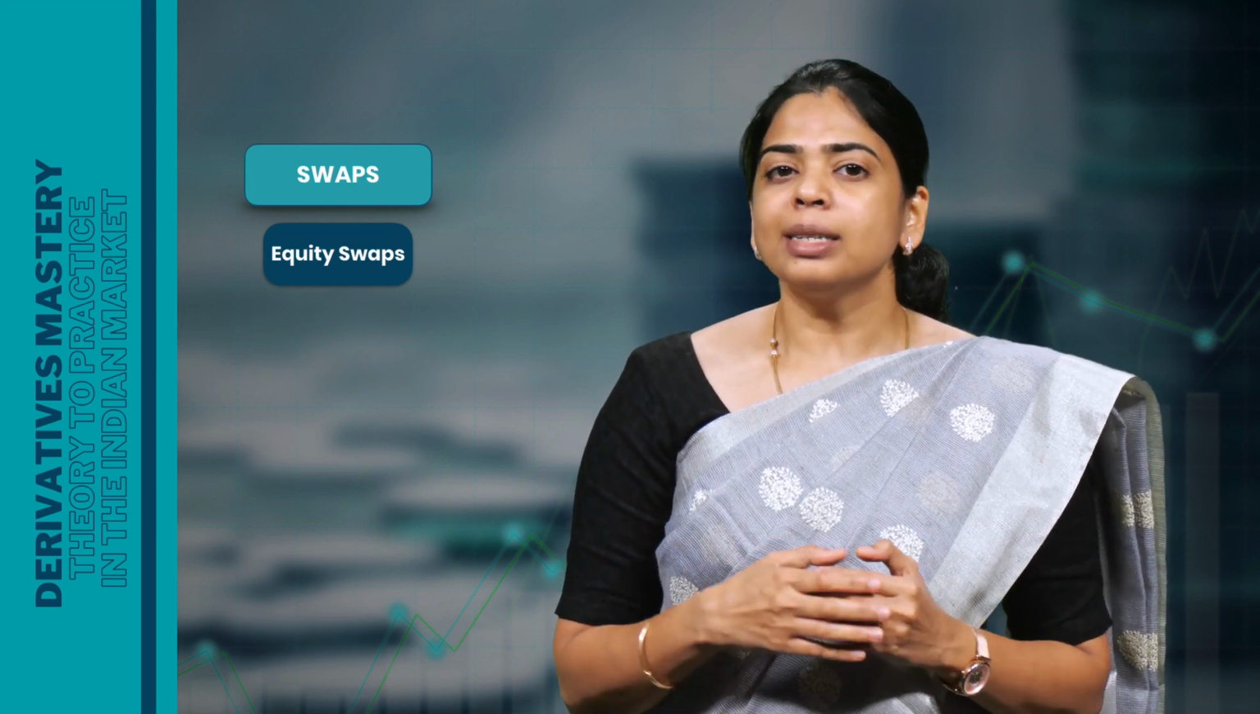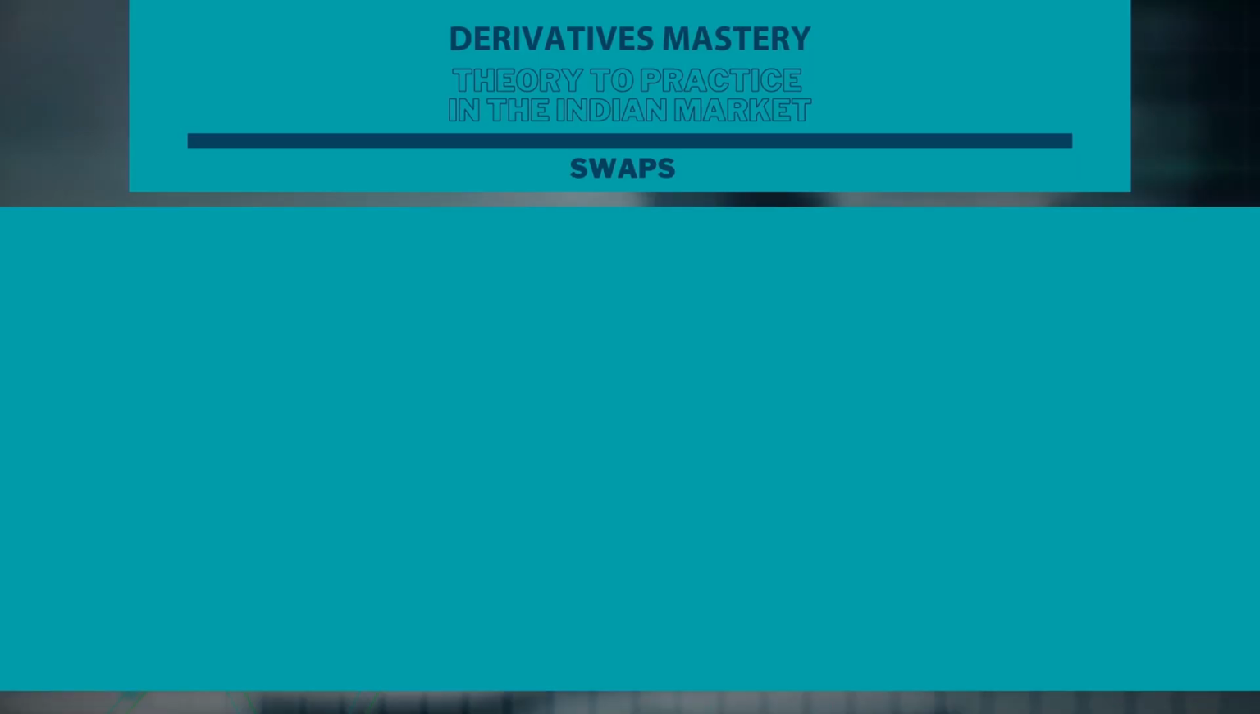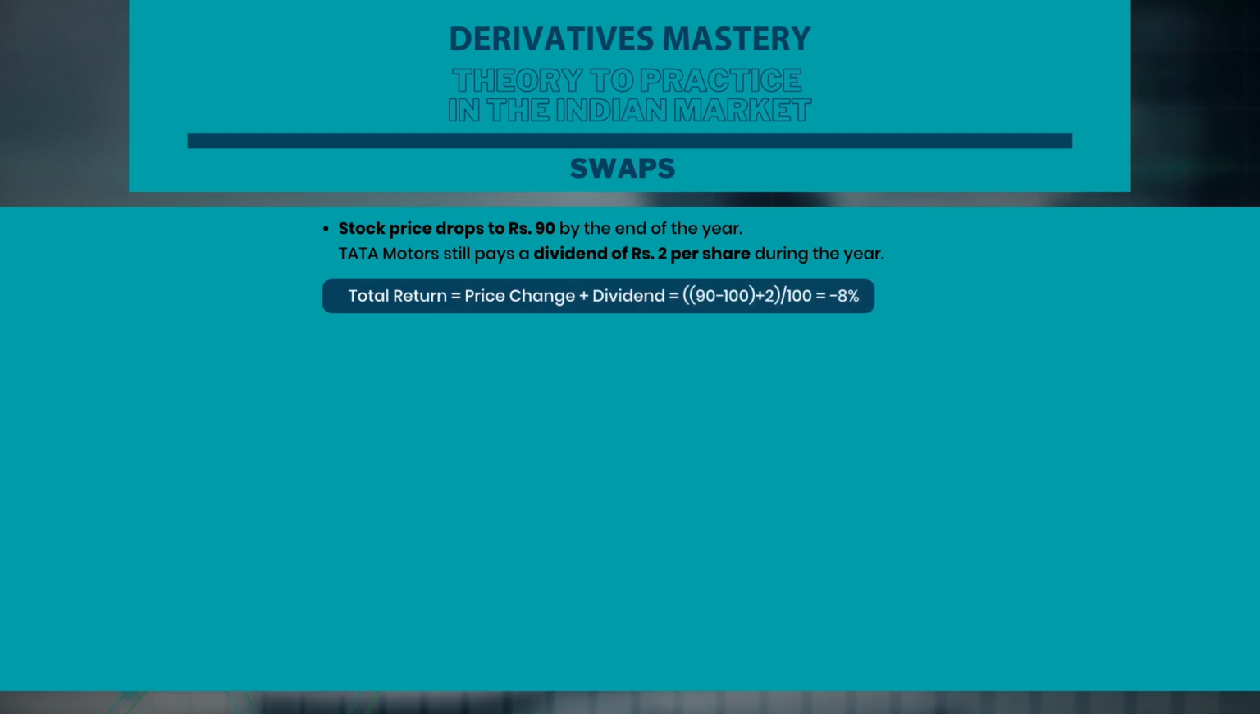Now, let us look at another scenario where the stock price drops to rupees 90 by the end of the year. Tata Motors still pays a dividend of rupees 2 per share during the year. So the total returns of the stock now is price change plus dividend, which equals (90 minus 100 plus 2) divided by 100, giving us negative 8%. This means the stock had a negative return of minus 8% for the year.